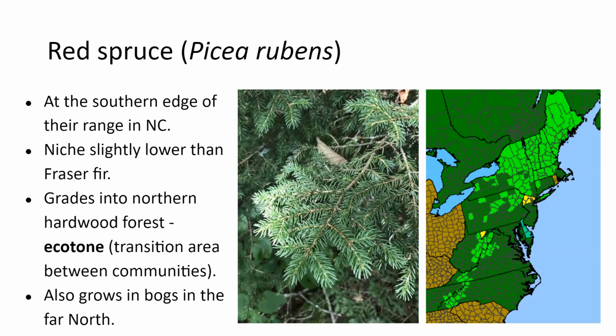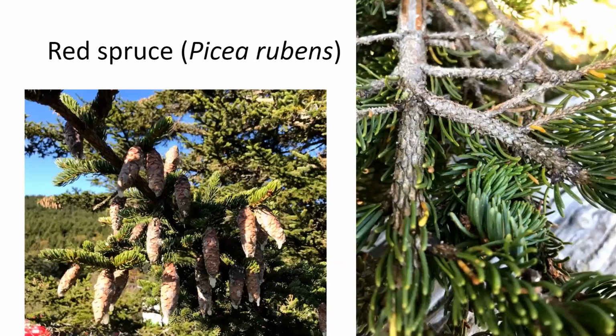So we call that transition area between two different forest types the ecotone. And sometimes the ecotone is very, very easy to see, and sometimes it's more difficult. Because spruce is an evergreen tree, it can be easier to spot those ecotones, and I'll show you a picture of one of those. Red spruce also grows in bogs in the far north, so that's another niche for this species.